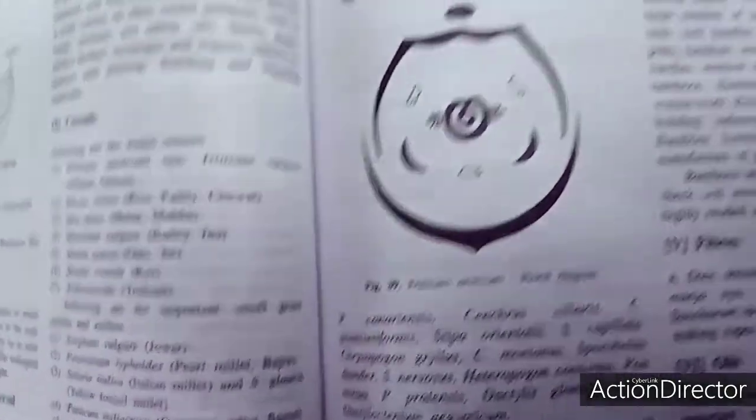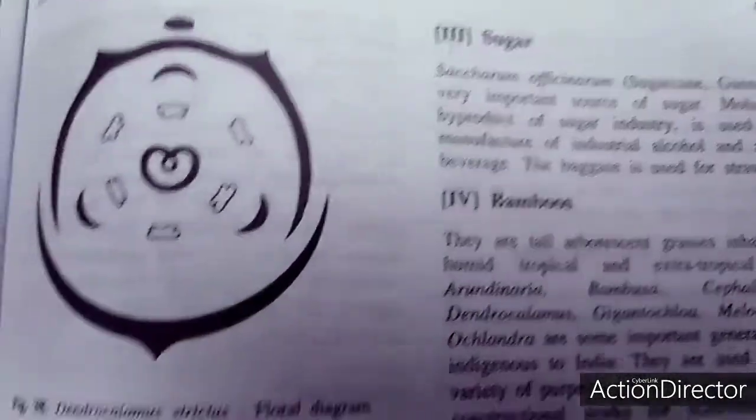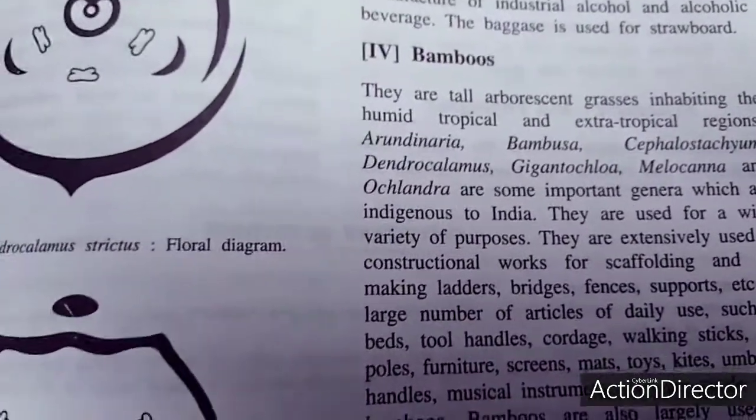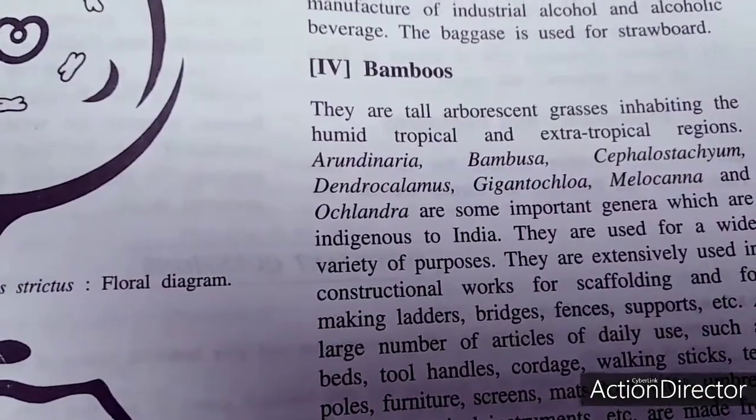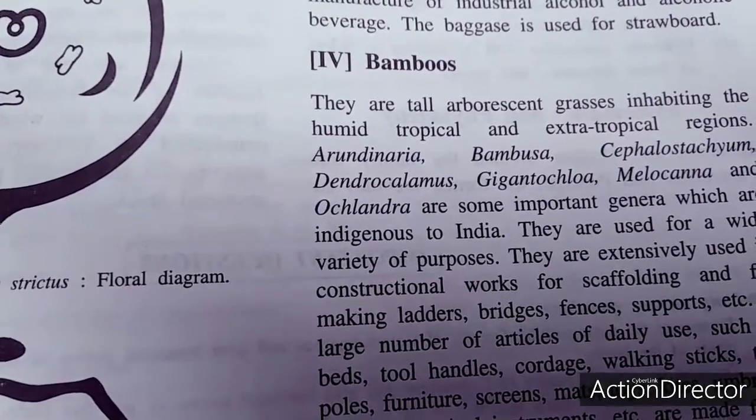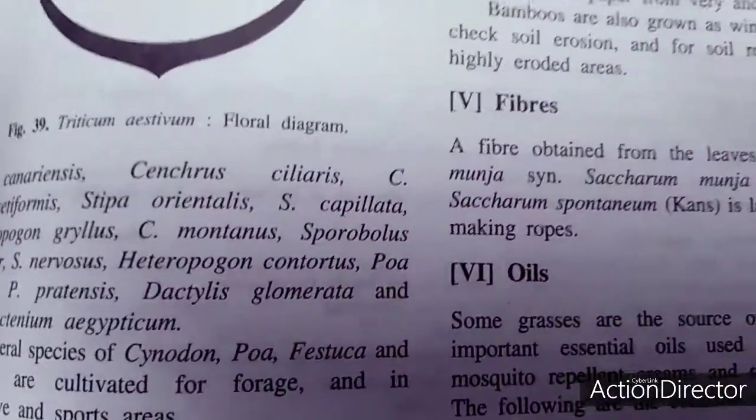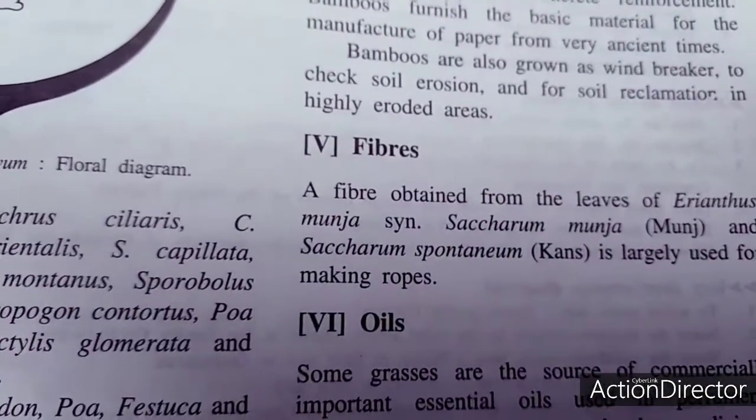These provide fodder, and they are also used in making sugar. For example, Saccharum officinarum, which is called ganna, sugarcane, also belongs to this family. Bamboo helps the industry. They are tall: Arundinaria, which is called ningal, Bambusa, Cephalostachyum, Dendrocalamus, Gigantochloa. These also belong to this family. This family also provides bamboos for industry or for house making.